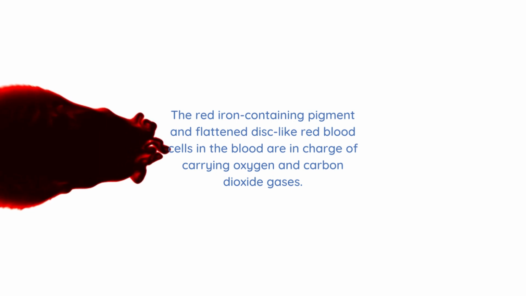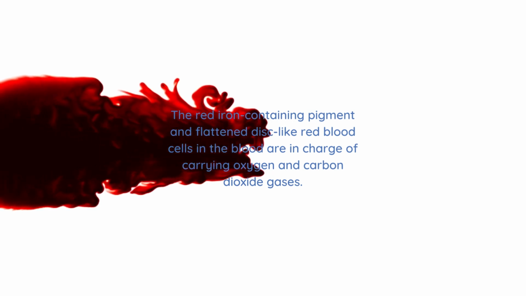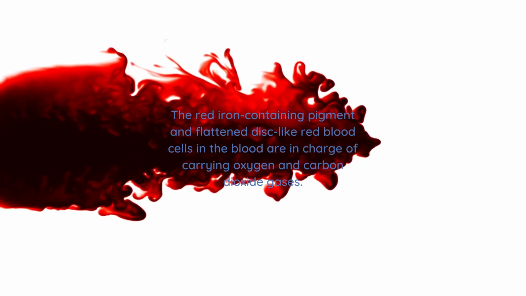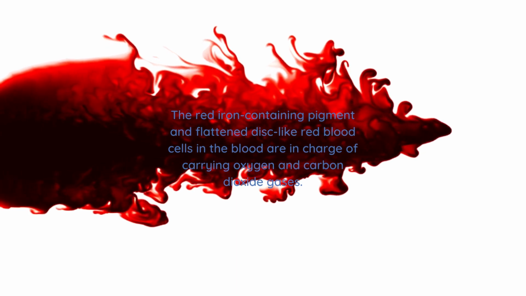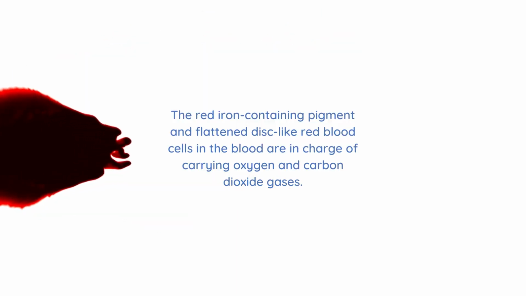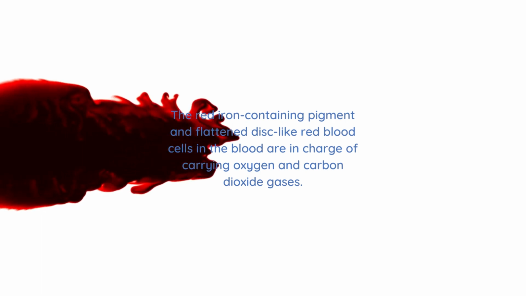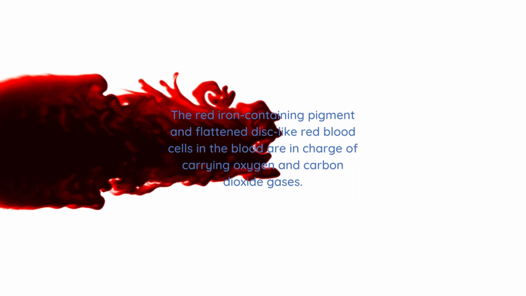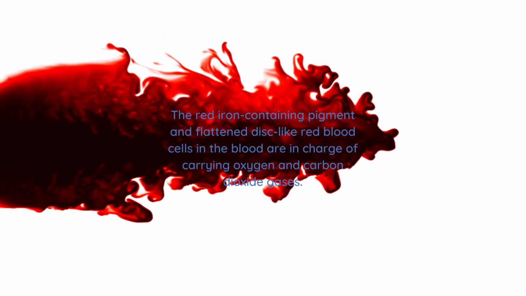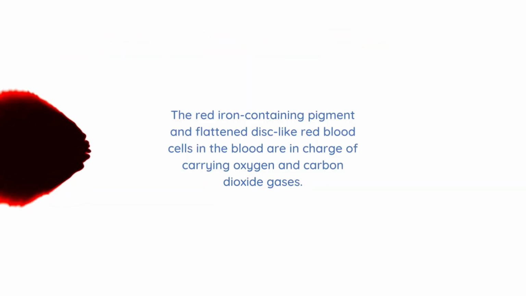The majority of oxygen molecules are transported by a specialized transport system that depends on the erythrocyte, or red blood cell, from the lungs to the body's tissues. Hemoglobin, a metalloprotein found in erythrocytes, serves to bind oxygen molecules to the erythrocyte. The red iron-containing pigment and flattened disc-like red blood cells in the blood are in charge of carrying oxygen and carbon dioxide gases.